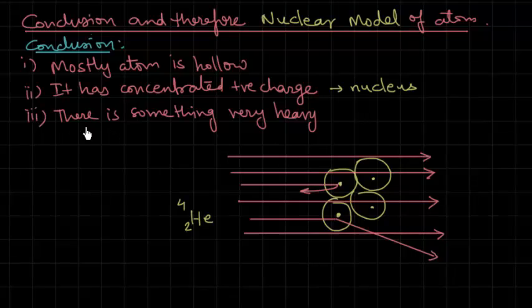Finally, there is something very heavy, because the alpha particle itself is heavy, and when some of the alpha particles are taking a U-turn, deflecting by 180 degrees, that means they are hitting something which is very heavy. Only then will they turn back and deflect at large angles. He drew these conclusions, and based on them he proposed his nuclear model. This concentrated positive charge he called the nucleus, and that was the basis of his nuclear model.